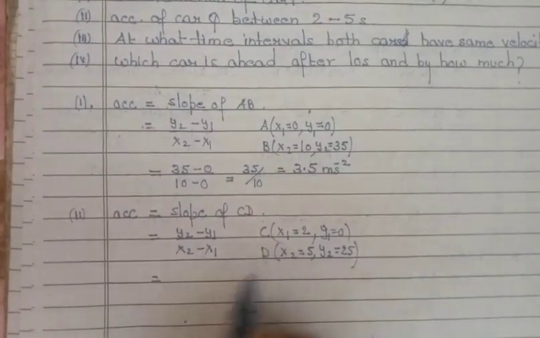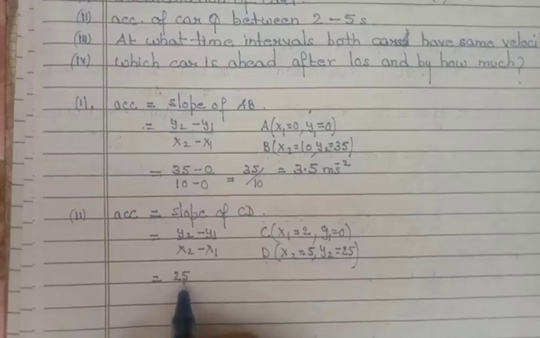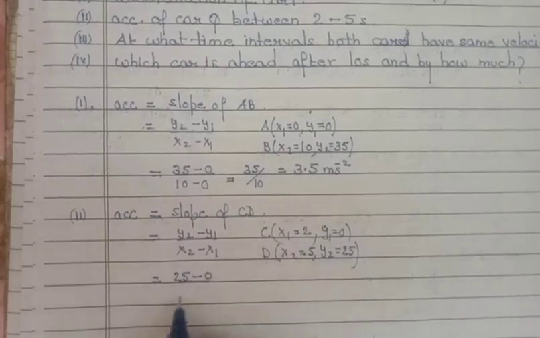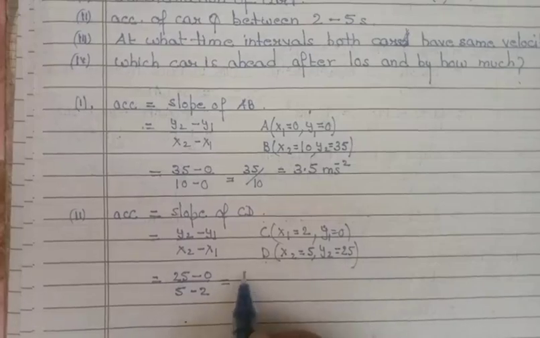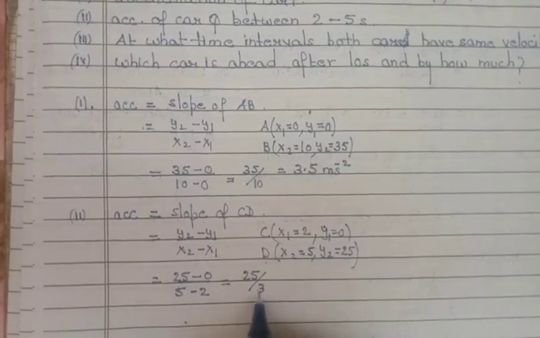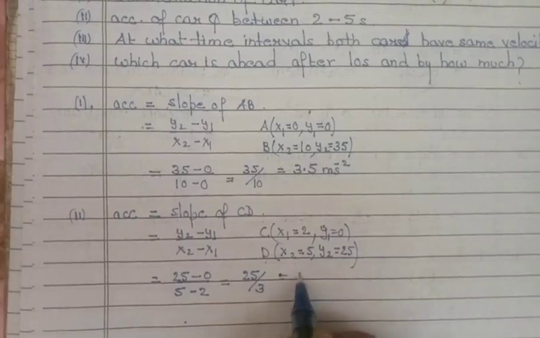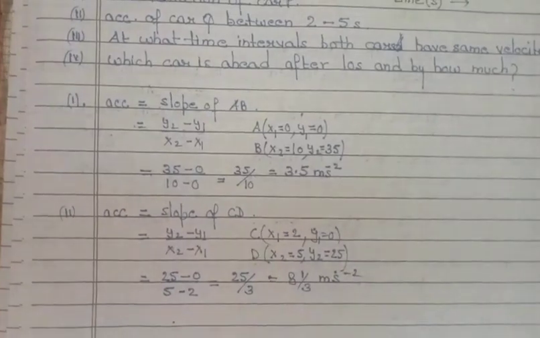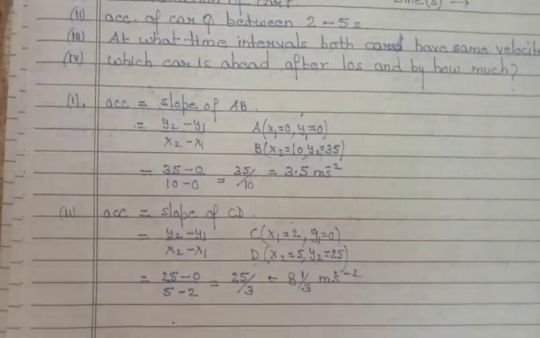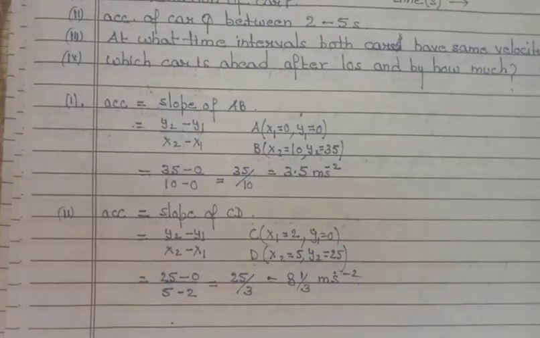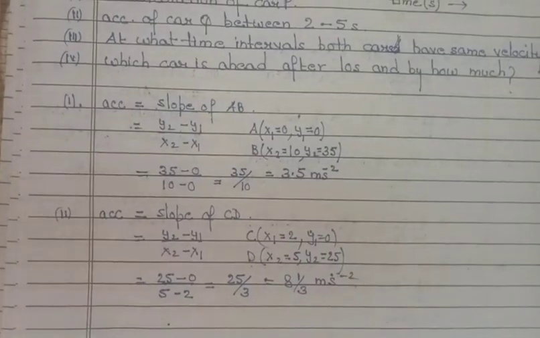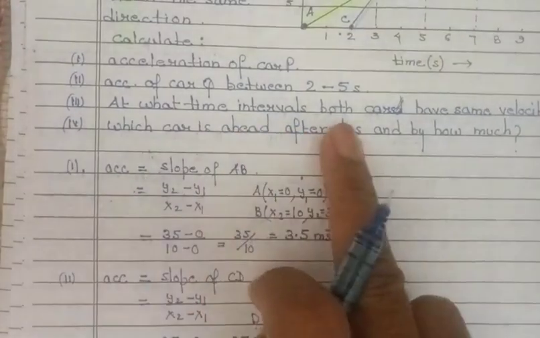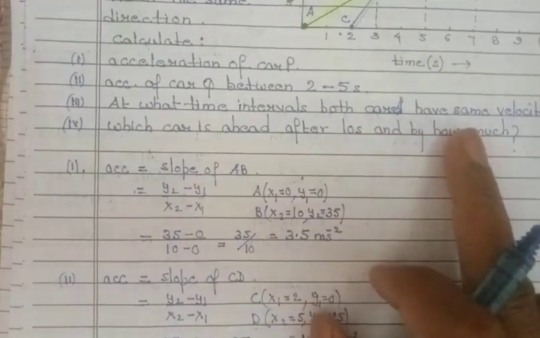So substituting these values over here, 25 minus 0 upon 5 minus 2. So that will give you 25 upon 3. Then write it as 8 whole number 1 by 3 meter per second square. So we have got acceleration for car Q. Okay. Now the next part says at what time interval both cars have same velocity.